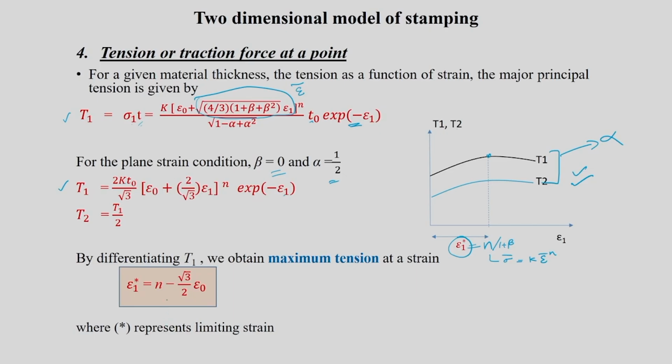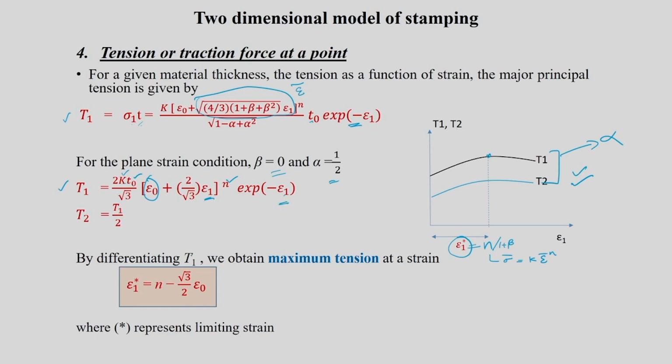So what are the variables here? You can see T naught is the original thickness, K is the strength coefficient, you know how to get it, N is a strain hardening exponent which will be given to you, pre-strain is a very small value, let us say 0.005 or 0.008. So all are known to us, only difference is there is going to be epsilon 1 which is a variable. Okay, so now what we are going to do?